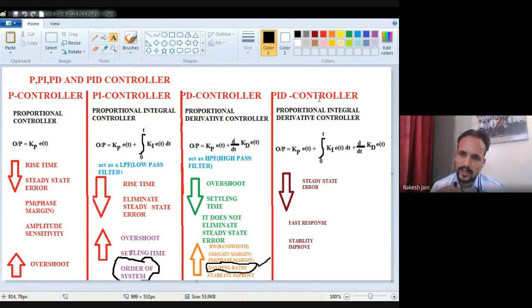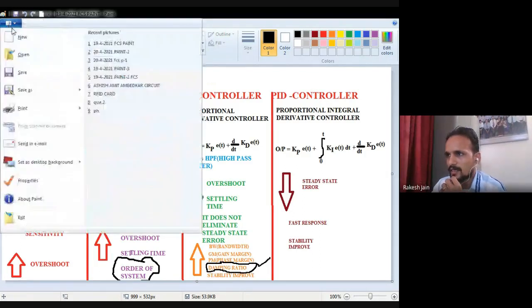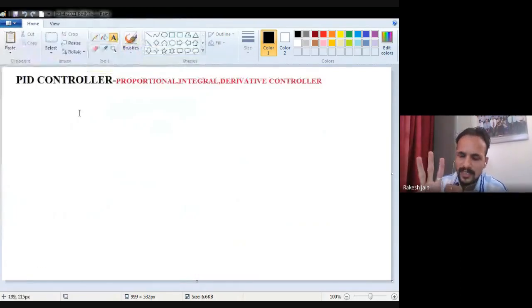Now we are going to derive the transfer function equation for the proportional integral derivative controller. So let's start. As we know, in all kinds of controllers, there are three major sections in the block representation. One is the controller, the second one is the plant, and the third one is the feedback.